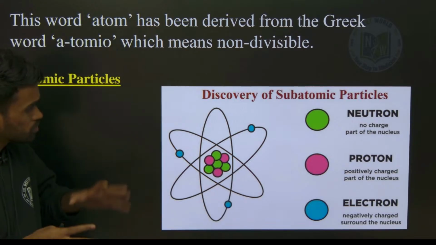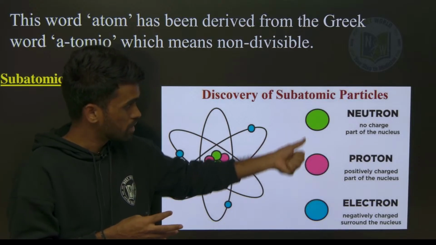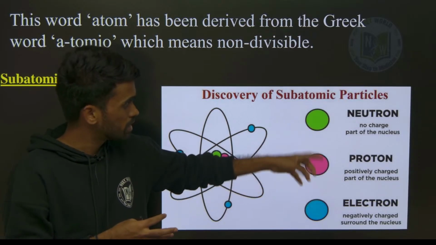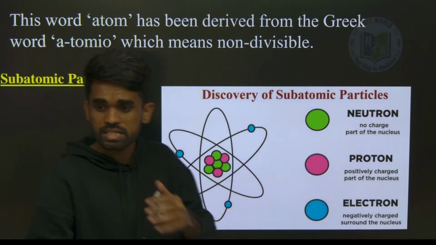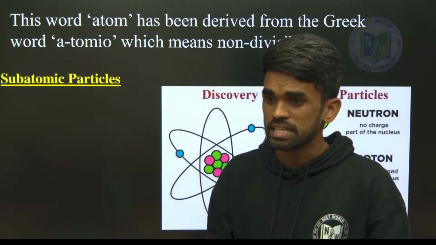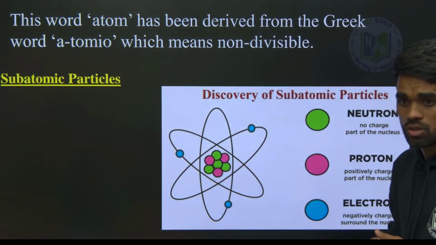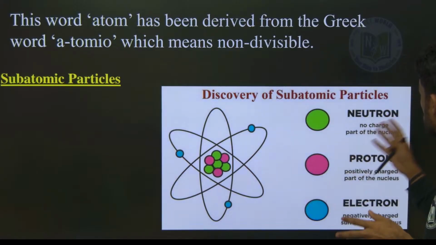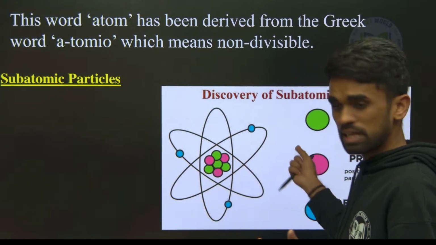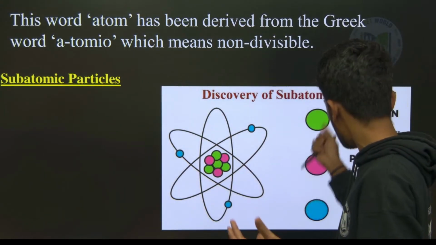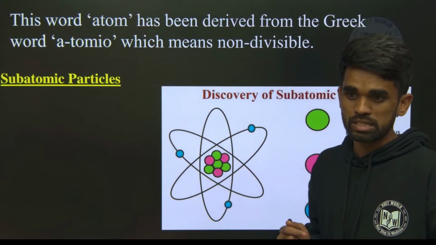Now the early discoveries which proved that there are some subatomic particles like electron, proton, neutron. So who discovered the electron? J.J. Thomson. Next, proton, Goldstein. And neutron, Chadwick. So these are the particles discovered. We'll discuss how they discovered these particles, like the cathode ray tube experiment, anode ray tube experiment, those things.